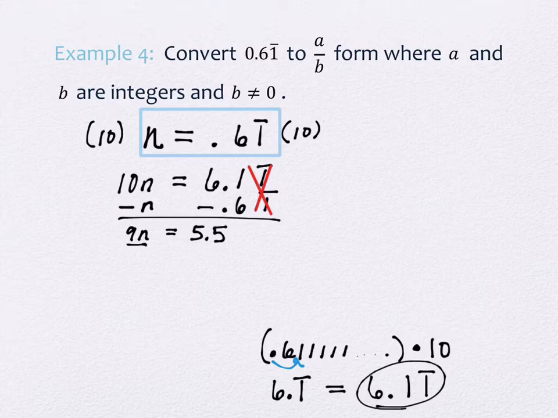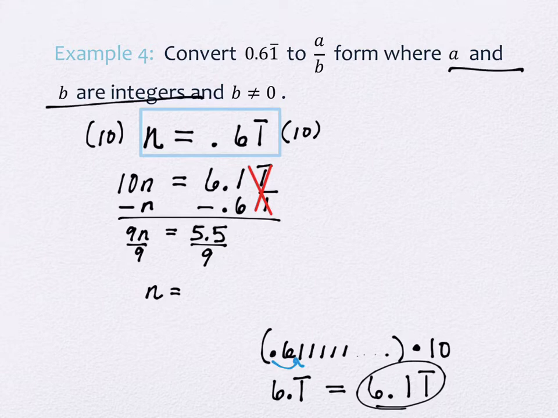So I do, in fact, want to divide by 9, right? But this cannot be my final answer because I'm supposed to be getting an integer over an integer. That's what the directions said, right? A and B are integers. So I'm not done.